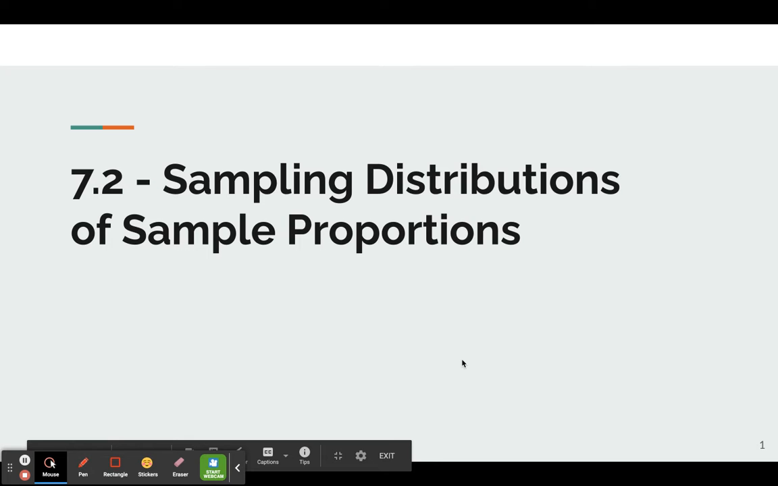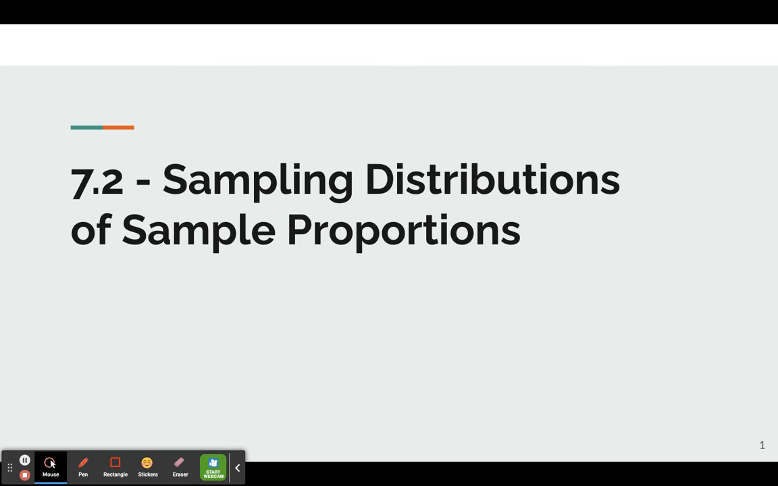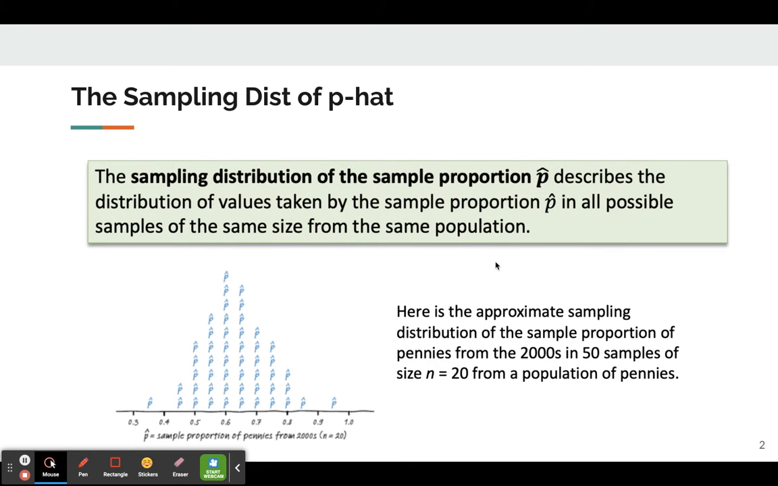Hi, everybody. Let's learn a little bit about 7.2, sampling distributions of sample proportions. And just like in 7.1, we are going to have to use our statistical imagination a little bit to understand these concepts. All right, so the sampling distribution of the sample proportion p hat describes the distribution of values taken by the sample proportion p hat in all possible samples of the same size from the same population.